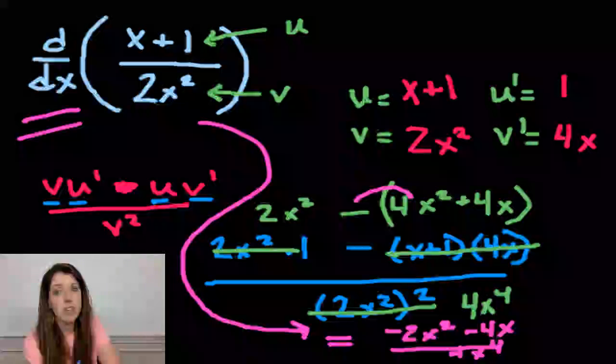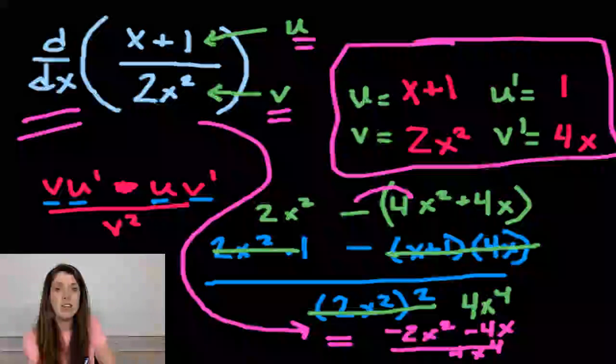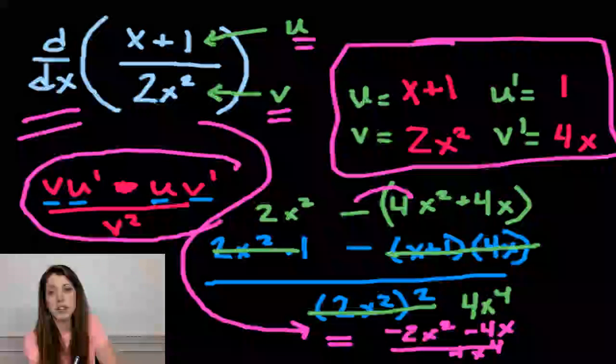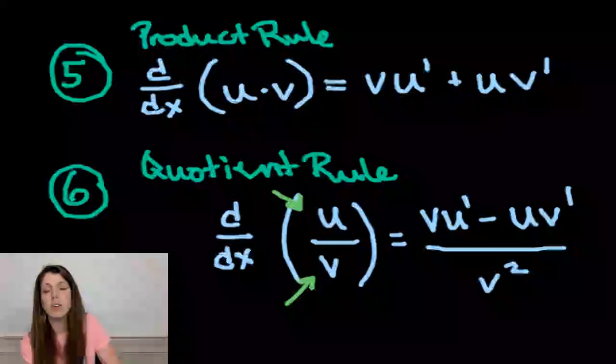You identify u, you identify v. You create this little box of values: u, v, u prime, v prime. And then you plug it into that beautiful formula, vu prime minus uv prime all over v squared. And that is it. Let's go back to this before we end. Product rule: u times v, vu prime plus uv prime. Quotient rule: derivative of u over v is vu prime minus uv prime all over v squared.